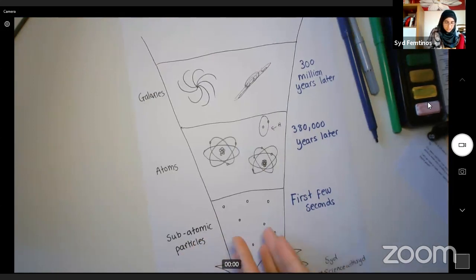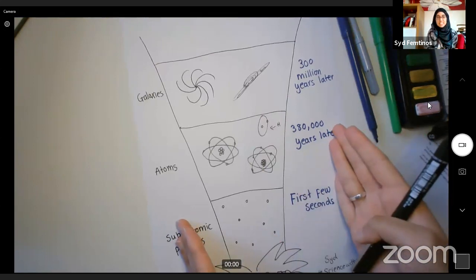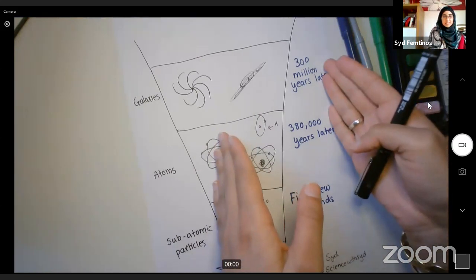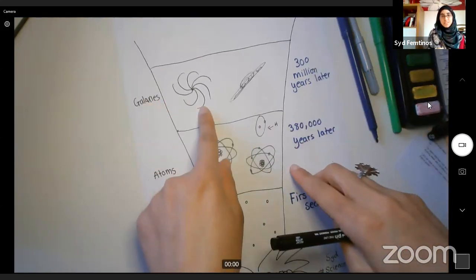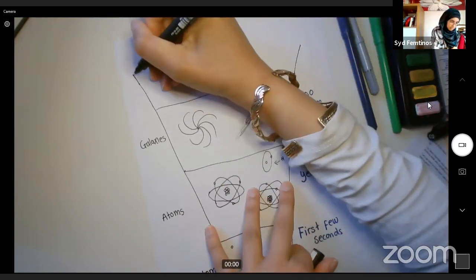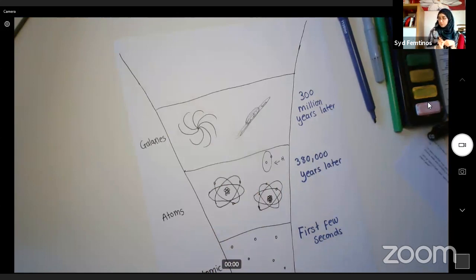So we've got first few seconds, subatomic particles. 380,000 years later, we have atoms. 300 million years later, we have the formation of galaxies. Right, let's have a look at where we came into being and where our planet came into being. So I'm just going to stretch that funnel out.